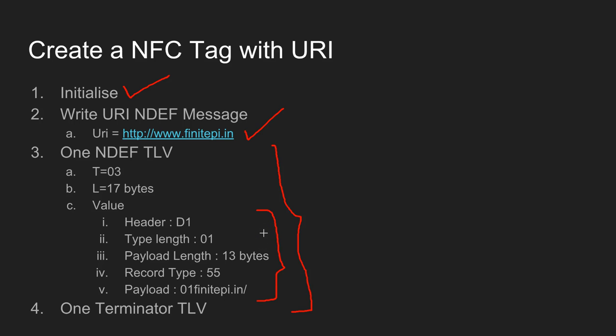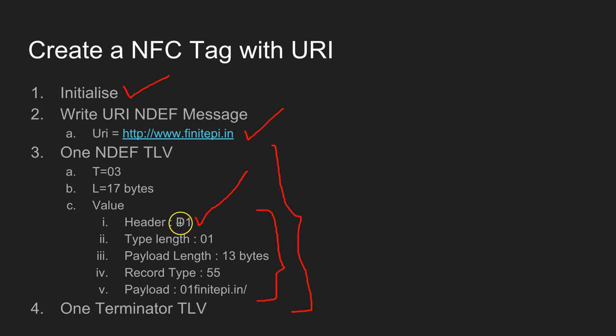Now there are so many documents out there, and in fact if you want to know more about NFC data structure, I would advise you to read all those NFC Forum documents. So in order to create a URI, this is what the structure of the NDEF message should be. The header is D1. Again, if you see the documentation, you'll come to know what the D1 is.